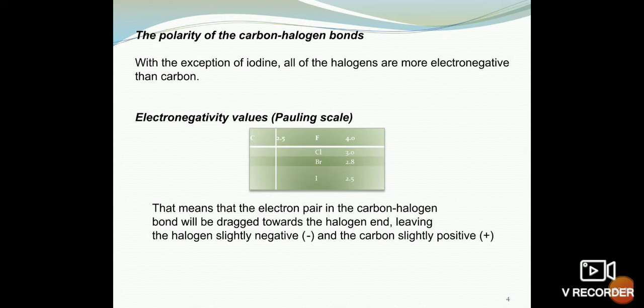So, in polarity phenomena, what happens? The covalent bond is polar in nature. That is, one of the atoms becomes slightly positive and the other becomes slightly negative. The one which attracts the electrons, with a higher electronegative value, becomes slightly negative, and carbon becomes slightly positive. So this is how polarity is developed in the carbon halogen bond.